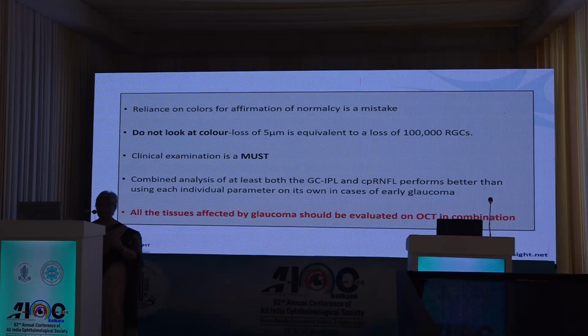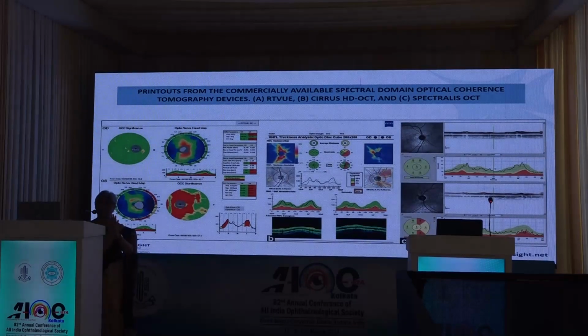It performs better when you're using each individual parameter on its own in early glaucoma. So you take a lot of things, you're able to analyze better. Remember, all tissues affected by glaucoma can be evaluated by OCT. That is why, in this long length of time with all the imaging devices, OCT has stood the test of time. Now let's have a look at the commonly used types of analysis, the printouts that we get.